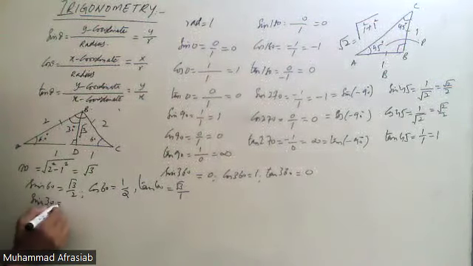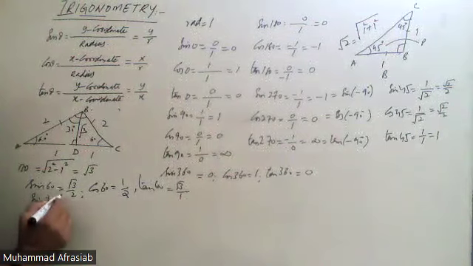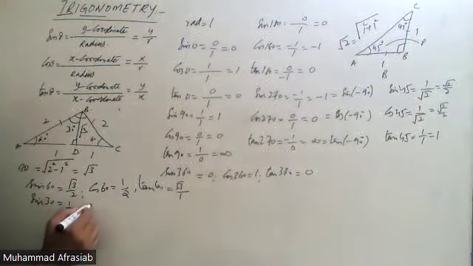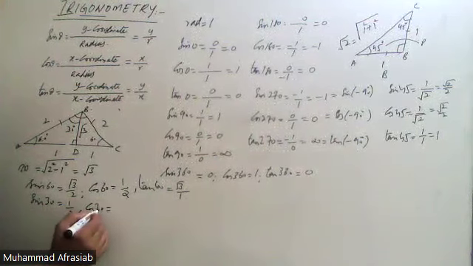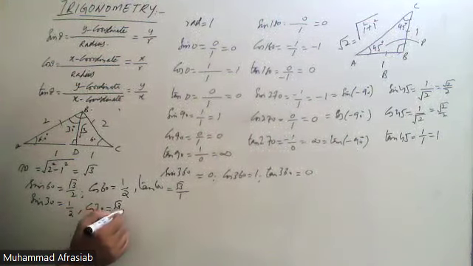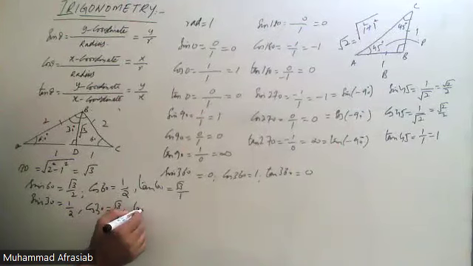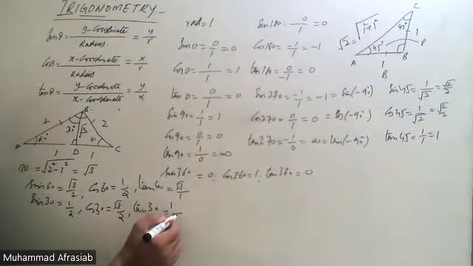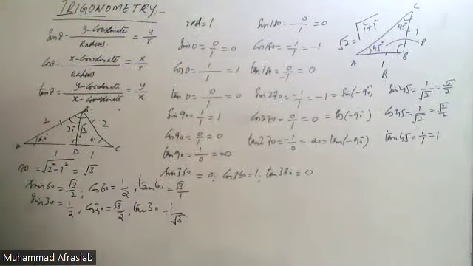So sine of 30 is equal to 1 over 2, cos of 30 is equal to root 3 over 2, and tangent of 30 is equal to 1 over root 3. So these are the trigonometric ratios of 30 and 60 degrees.